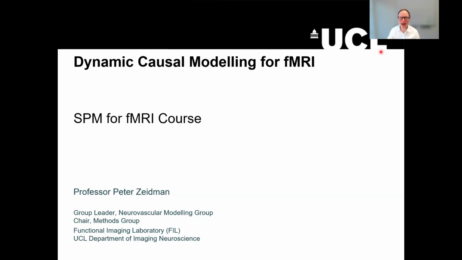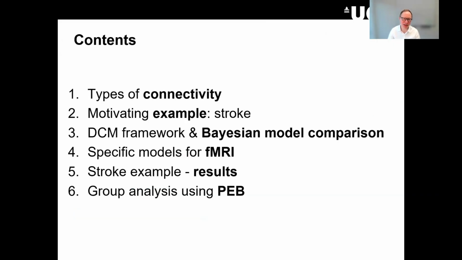This talk is about dynamic causal modeling for fMRI, and it's all about brain connectivity and how to estimate it using fMRI. I'll start off by talking about different kinds of brain connectivity that you'll read about in the literature, before introducing the example that I'm going to use throughout this lecture, which is investigating how somebody with a stroke to their language areas of the brain was still able to speak.